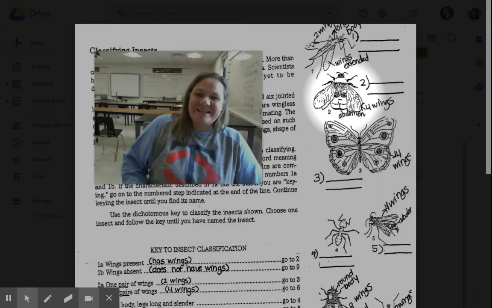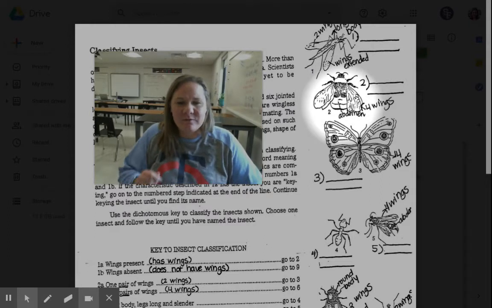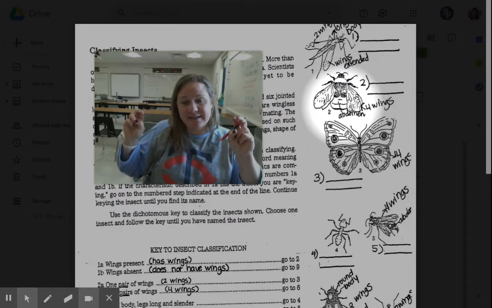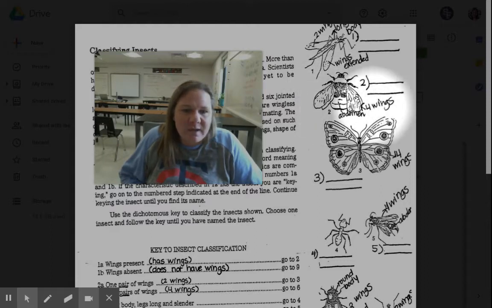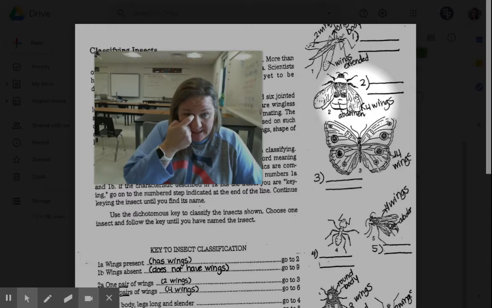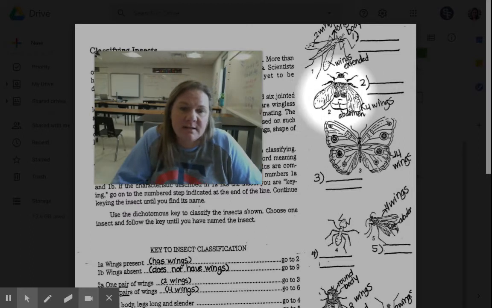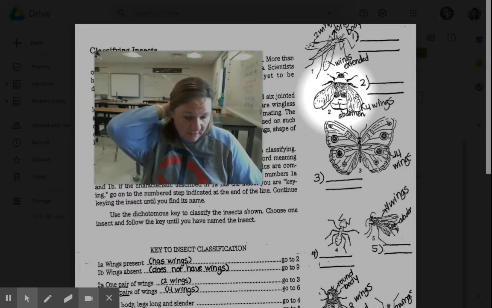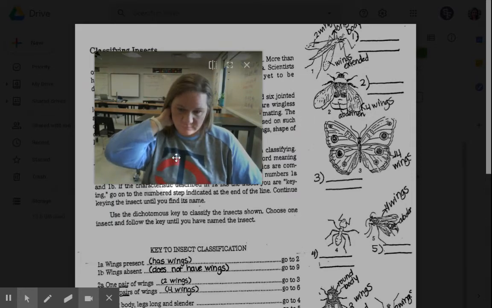So this may be too easy, but let's work through the key and see if we can find out the correct insect letter for this one. All right. By the way, this bumblebee has a short body. This is the abdomen here. It has 4 wings. It has 2 pairs. Bumblebees, all bees, actually have 2 pairs of wings for 4 total.